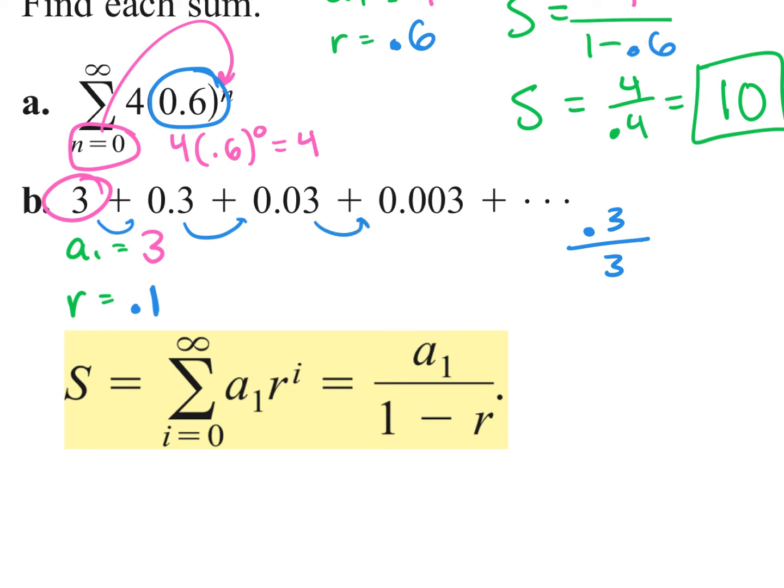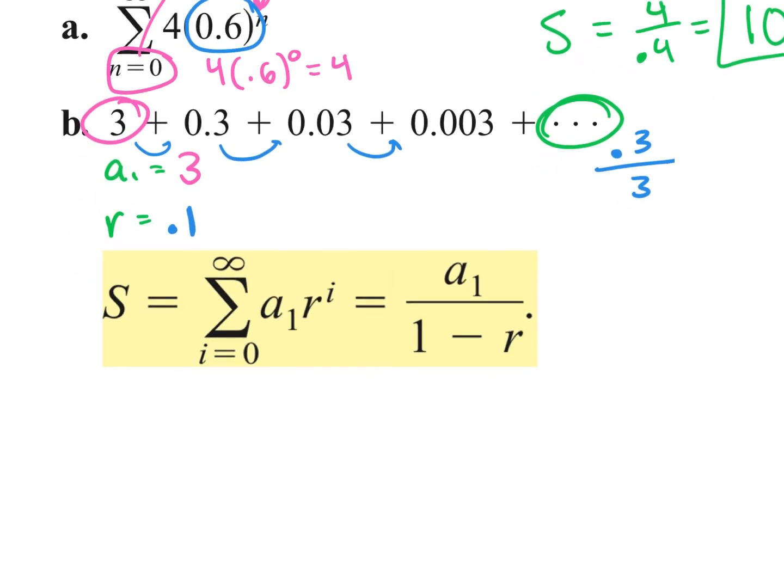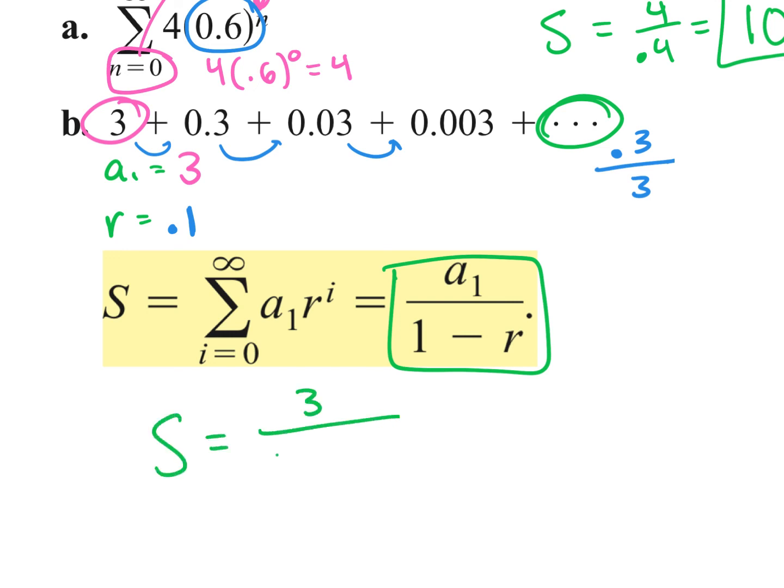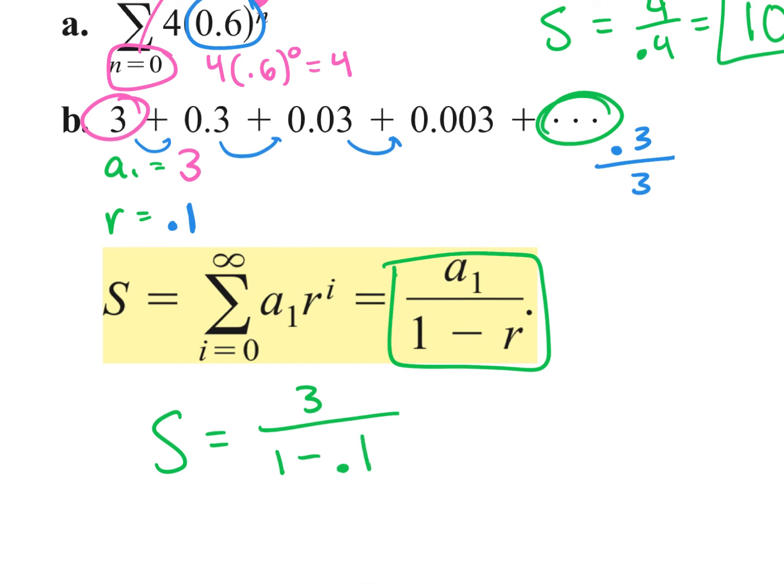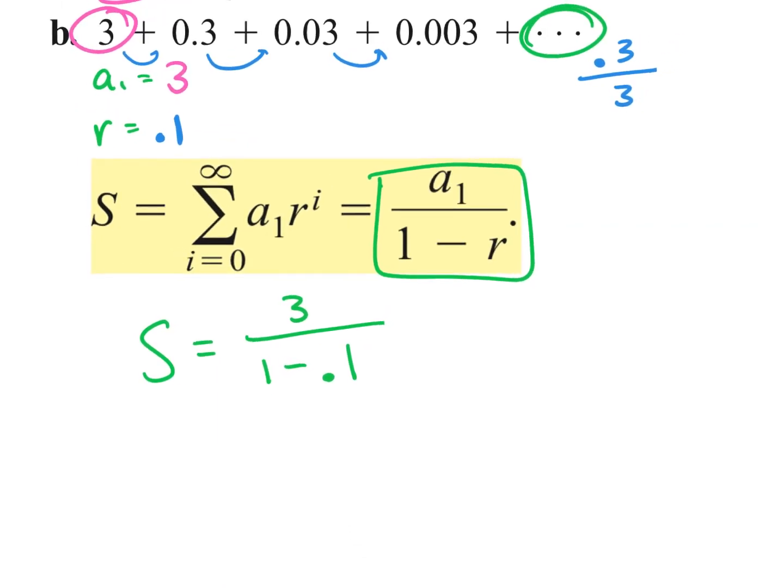How do we know this is an infinite series? It gives us the dot, dot, dot. So that means it goes on forever. So we use our infinite series formula here. So the sum is equal to our first term divided by 1 minus our ratio. So what's our sum? 3.333 repeating.